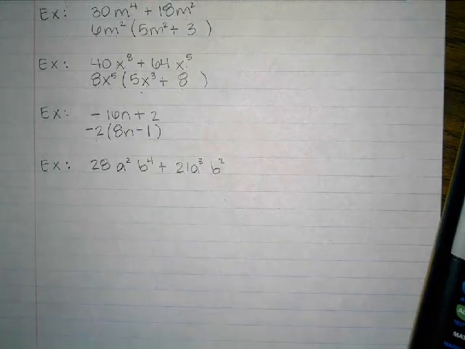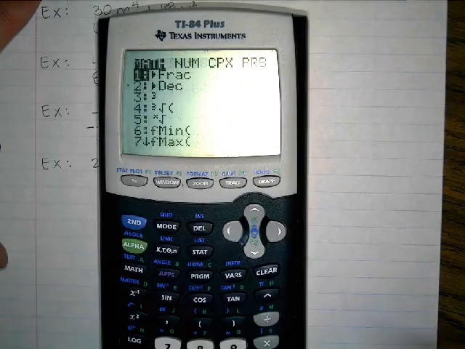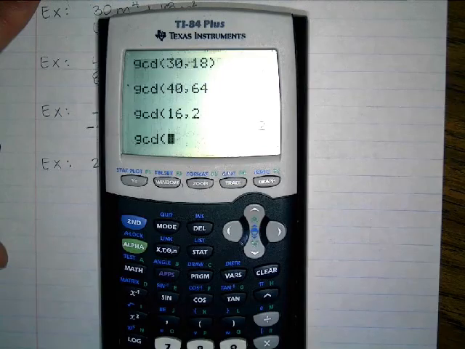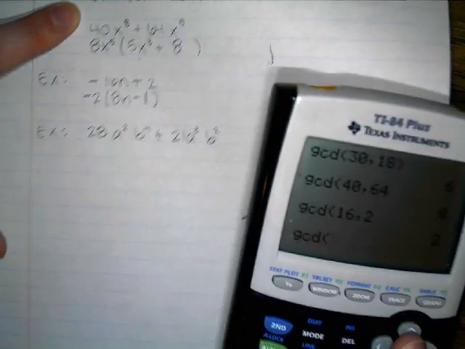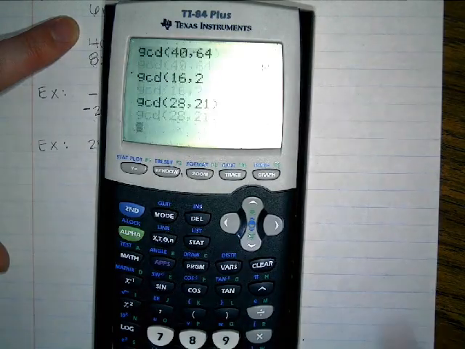So how do we start the problem? We're going to look at the numbers first, right? So I'm going to hit math, number 9, and type in 28 and 21. They have a 7 in common. Okay, so I'm going to take out the 7.